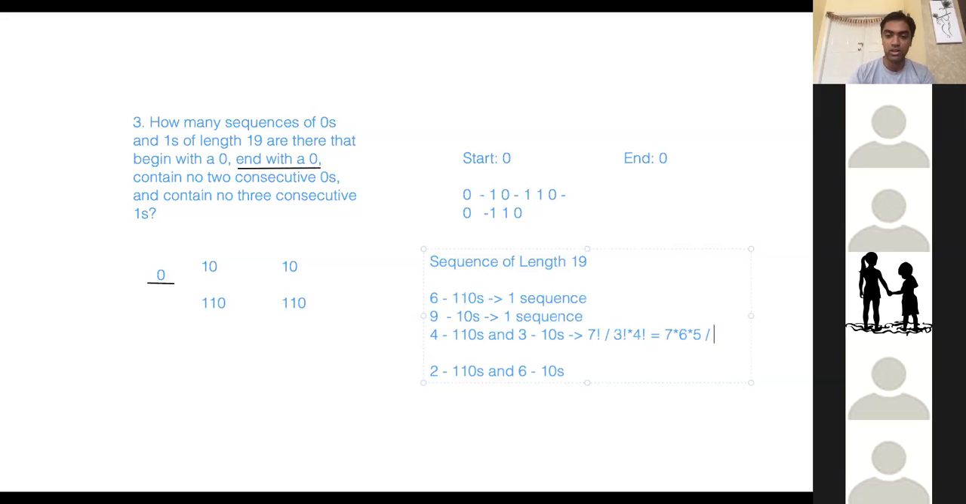So in this case, we want to do 7 choose 3, which is of 7 things, 4 1-1-0s and 3 1-0s. There's 7 of those. You want to choose 3. So that's 7 factorial divided by 3 factorial times 4 factorial, which is 7 times 6 times 5 divided by 6, which is 35. Good. Now what about this one? 2 1-1-0s and 6 1-0s.